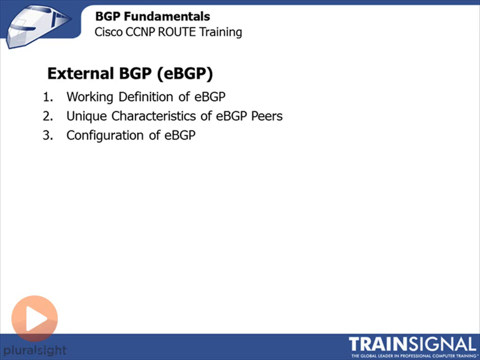We talked a little bit earlier about the difference, or certainly that there was a difference between iBGP, internal BGP, and eBGP, external BGP. And we actually want to, in the next two sections, talk about the differences. First, we're going to look at eBGP because this is by far the most common because it's between autonomous systems. We want to look at a working definition of what eBGP is, some unique characteristics of eBGP peers, and finally, how to configure external BGP.